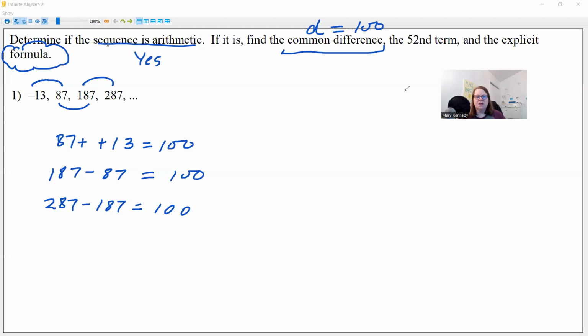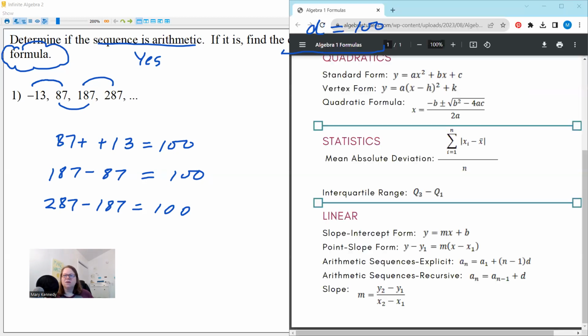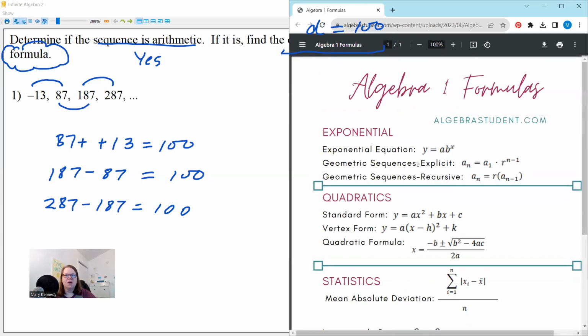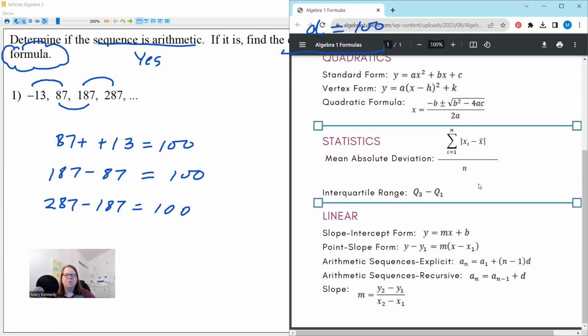Okay, so let me slide a couple things over. I'm going to put myself down here. And I pulled up the formula sheet that's in your dashboard. And I'm trying to see where it is here. Okay, so it's in your dashboard, just under Algebra 1 Resources. It's right under that main heading right there. So if you don't already have your formula sheet downloaded, you can grab it there. And so at the bottom, you'll see under linear, we've got arithmetic sequences, explicit, recursive.